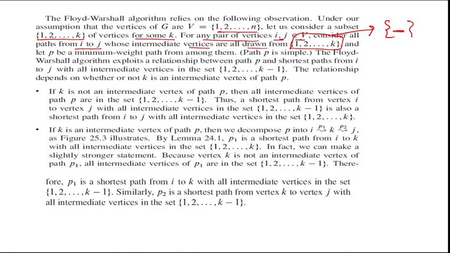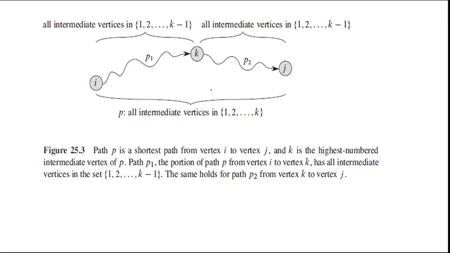Okay, the Floyd-Warshall algorithm exploits the relationship between the path P and shortest paths from I to J with all intermediate vertices from 1 to k minus 1, because the relationship depends on whether or not k is an intermediate vertex on the path P. If k is an intermediate vertex of path P, then all intermediate vertices of path P are in the set from this. Okay, meaning is that we have to choose a vertex k from, let's say, 1 up to k. These are your vertices that are participating in forming the shortest path between I to J, and k is the intermediate vertex. Then it will look like this.